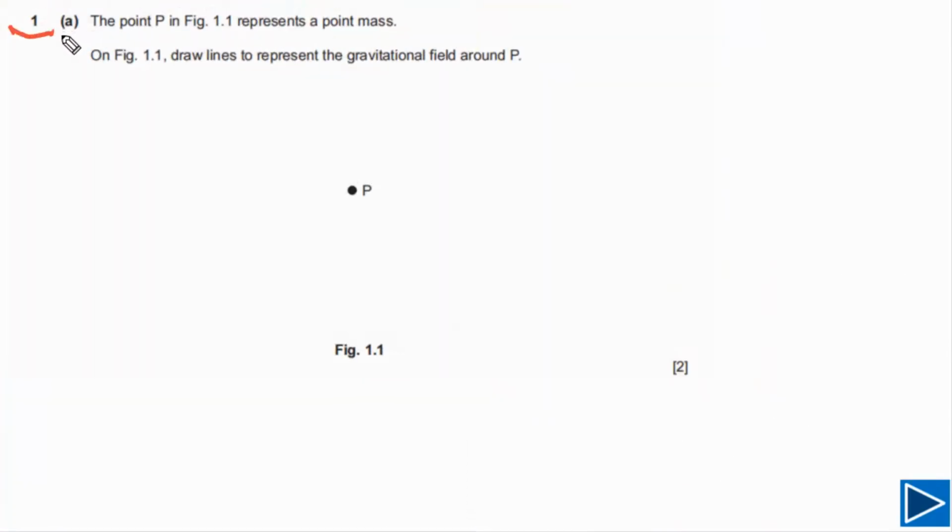For question number 1, part A, it is given to us the point P in figure 1.1 represents a point mass. On figure 1.1, we need to draw lines to represent the gravitational field around P. This dot P is representing point mass.